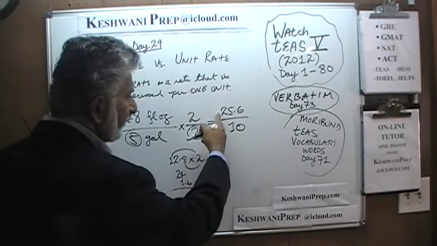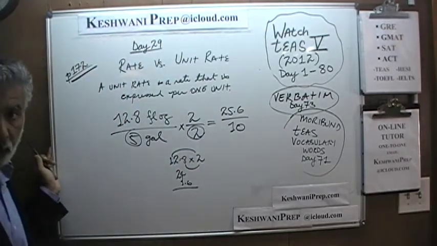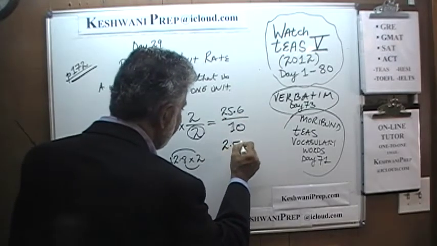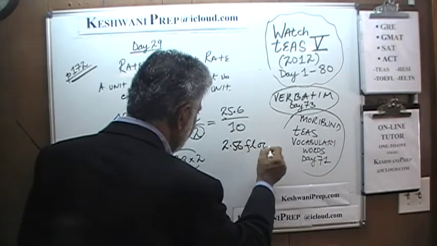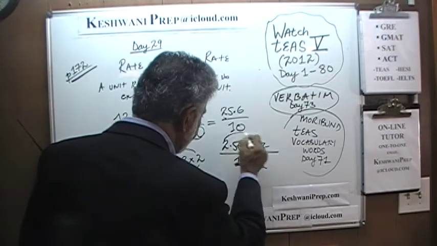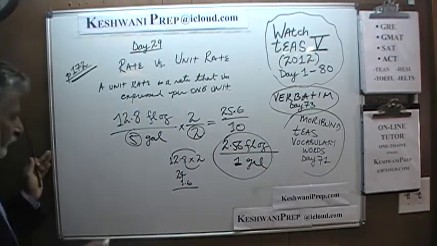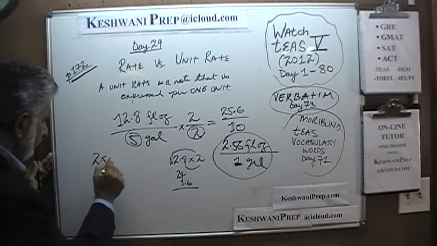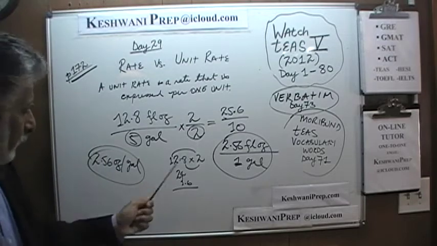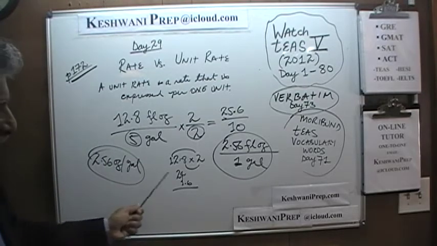It's very easy to divide any quantity by 10. We just have to move the decimal by one spot. So it becomes 2.56 fluid ounces per one gallon. That's your unit rate. Or if you like, it's just 2.56 ounces per gallon. When we say per gallon, it's understood, obviously, it's per 1 gallon.